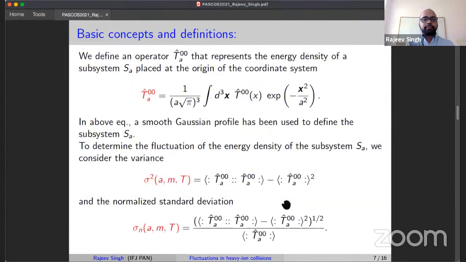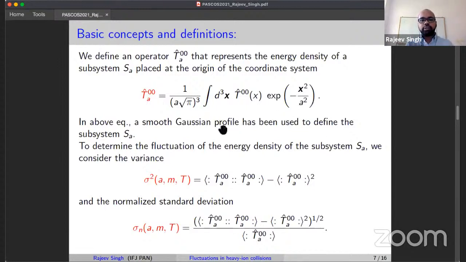Before going to calculate, we need to define the energy density operator. This is the energy density operator, and this is the time-time component of the T^{μν} energy momentum tensor. We use a Gaussian profile to define the small subsystem inside the bigger system. You can consider that the bigger system is the QGP, and the smaller system is actually the fluid element. So we define this energy density operator for the smaller subsystem using a Gaussian profile.